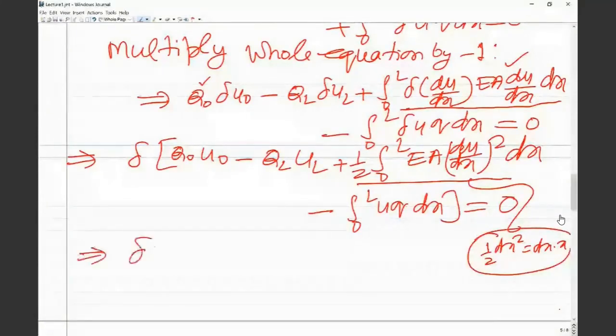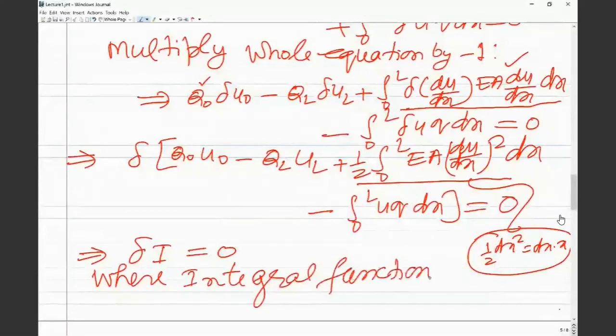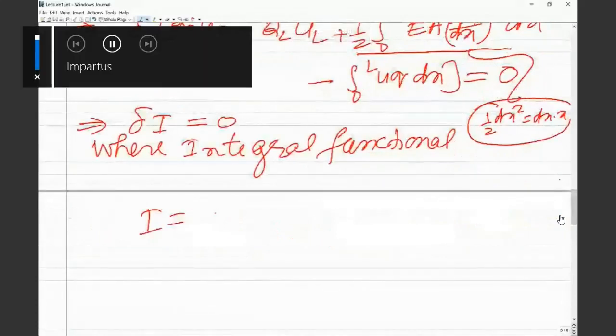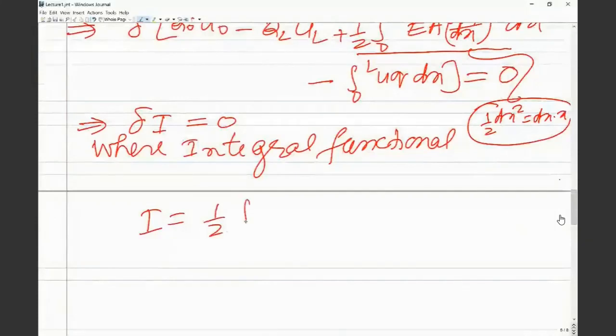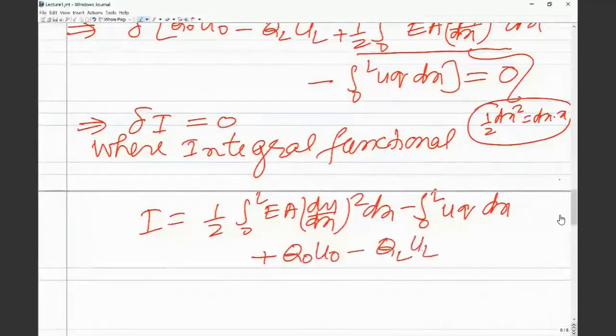So we say that the variation of an integral functional I equals 0, where this integral functional I is equal to, let me first write the strain energy terms: half of integration 0 to L EA into du by dx whole square dx, minus integral 0 to L u q dx, and then plus Q naught into U naught minus QL into UL. This we call the integral functional.